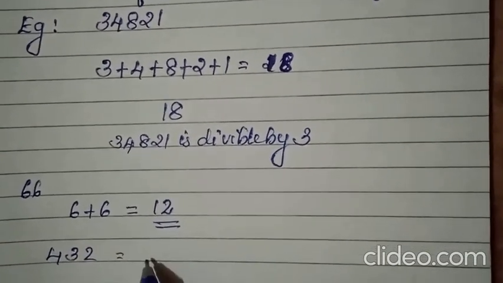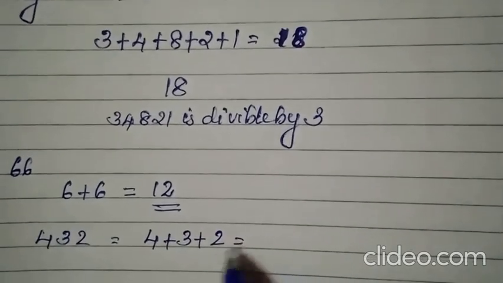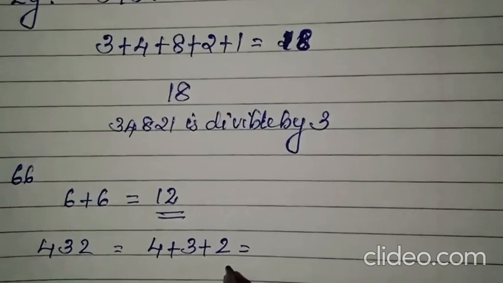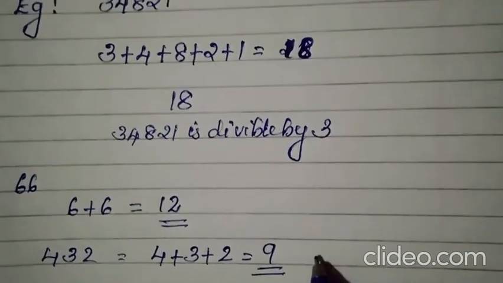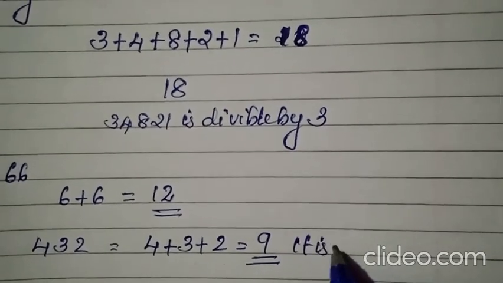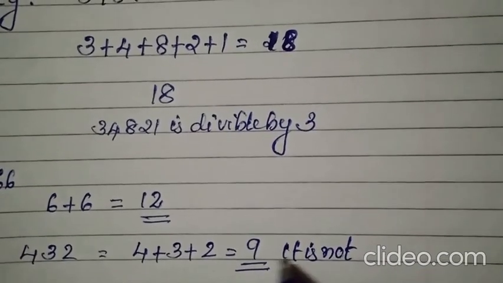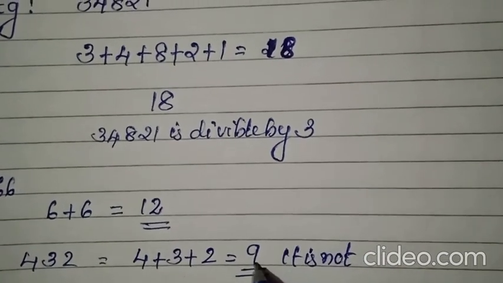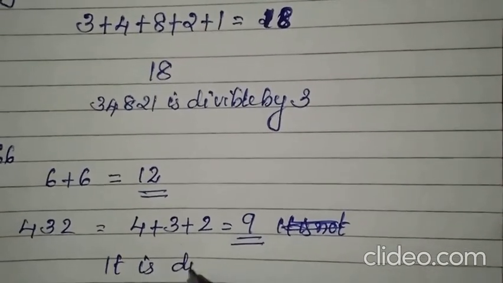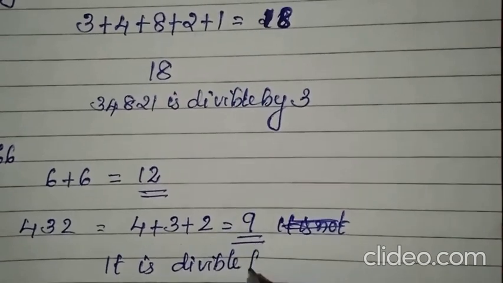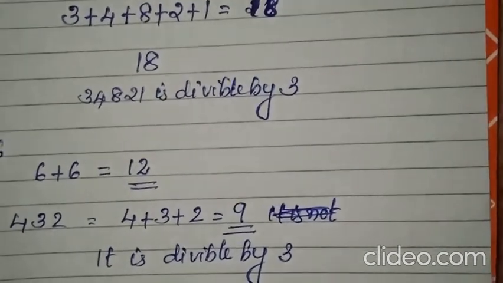432. Sum of the digits: 4 plus 3 plus 2. That means 4 plus 3 is 7, 7 plus 2 is 9. 9 is in the table of 3, since 3 threes are 9. So it is divisible by 3.